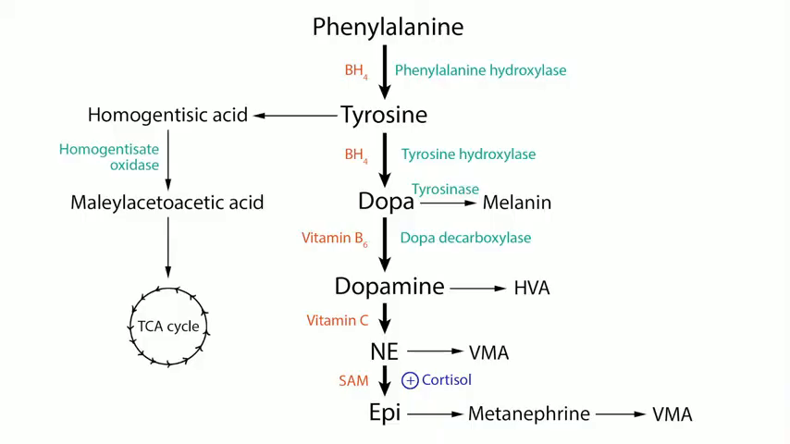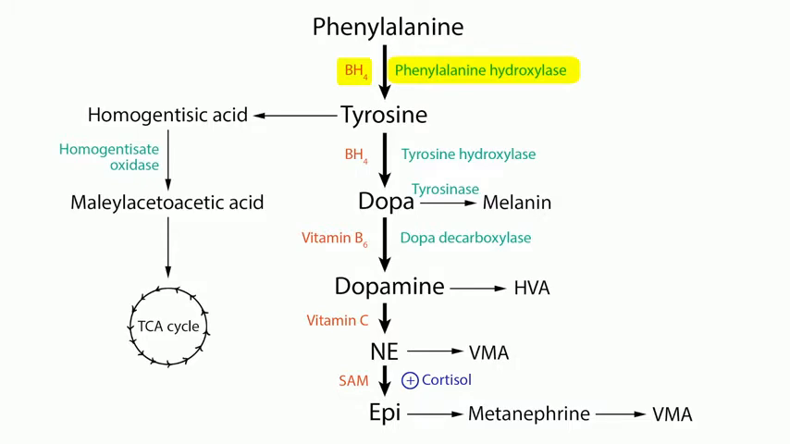Well, there's actually 2 ways that you can get PKU. You can either be deficient in the enzyme phenylalanine hydroxylase, which converts phenylalanine to tyrosine. Now remember, we saw that in the last lecture. Or you can be deficient in the cofactor for phenylalanine hydroxylase, which is tetrahydrobiopterin.